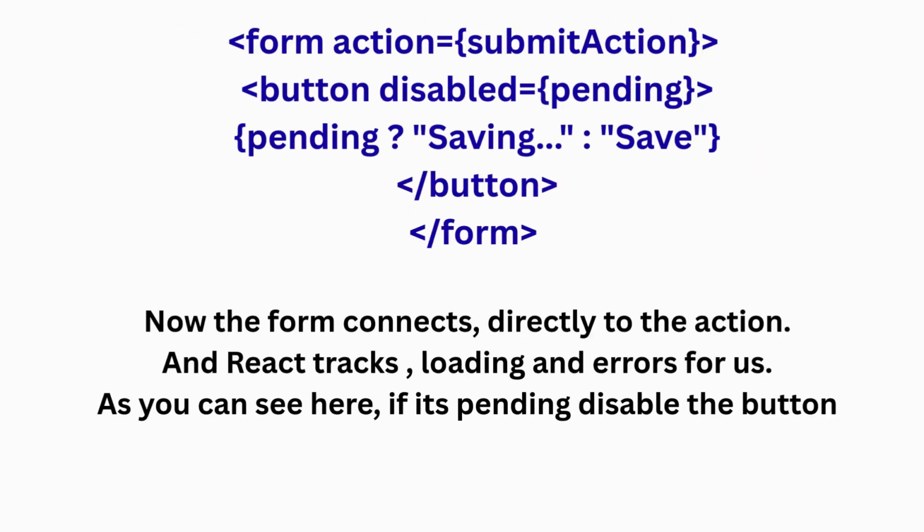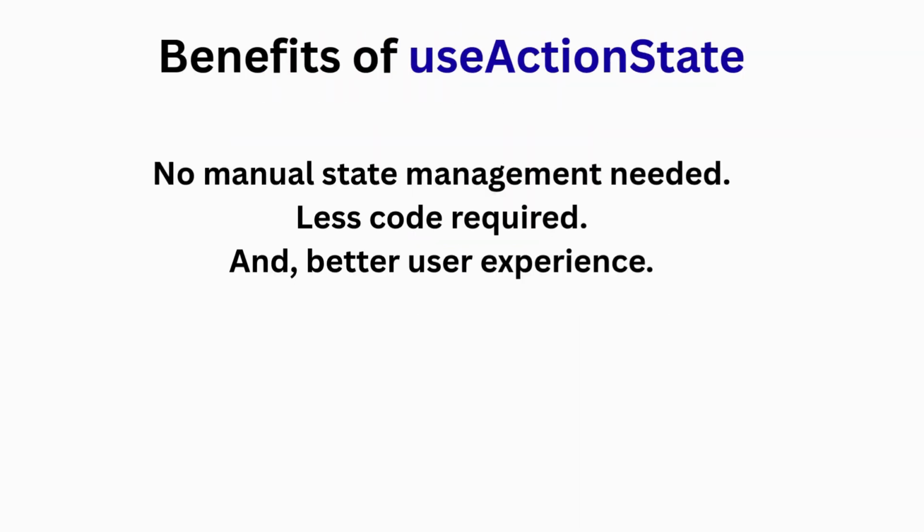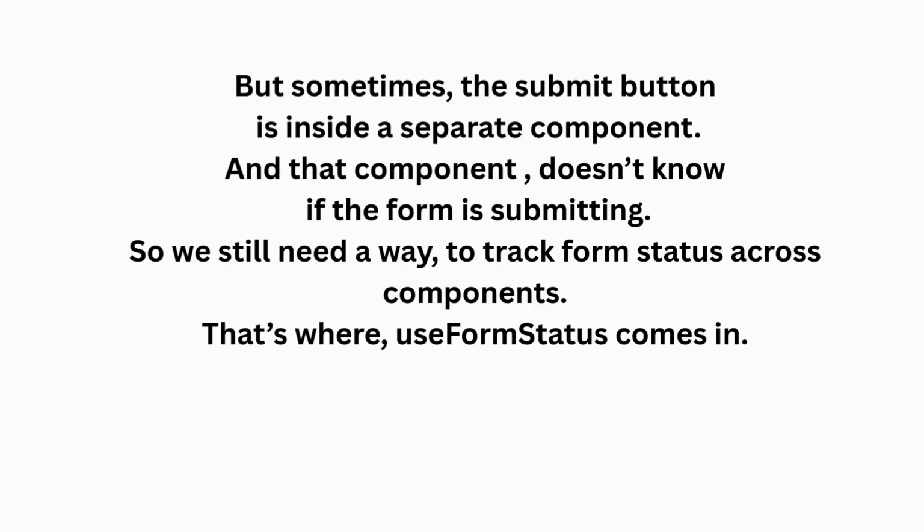Now the form connects directly to the action and React tracks loading and errors for us. As you can see here, if it's pending, disable the button. So benefits of useActionState are no manual state management needed, less code required, and better user experience. But sometimes the submit button is inside a separate component, and that component doesn't know if the form is submitting.